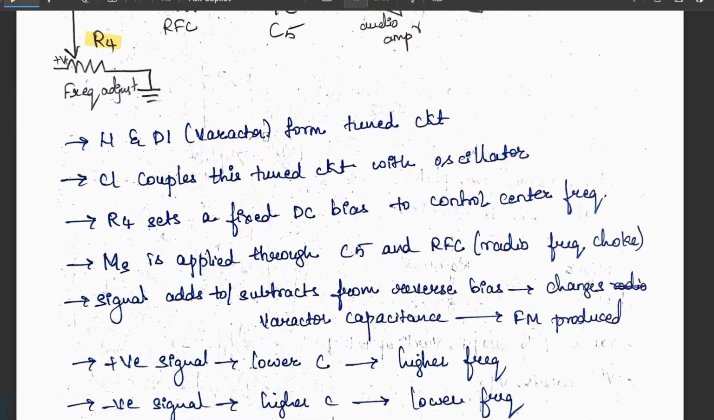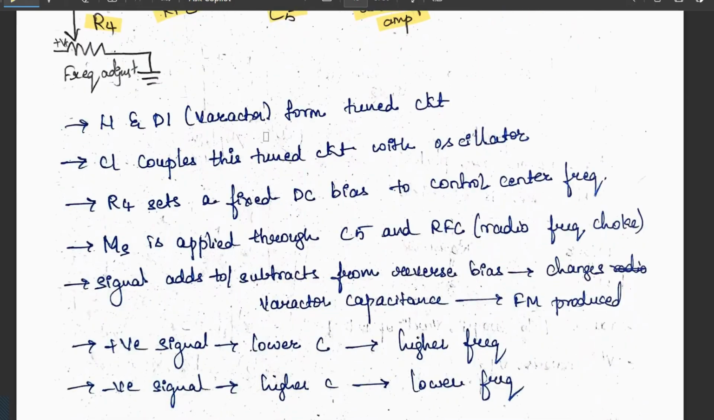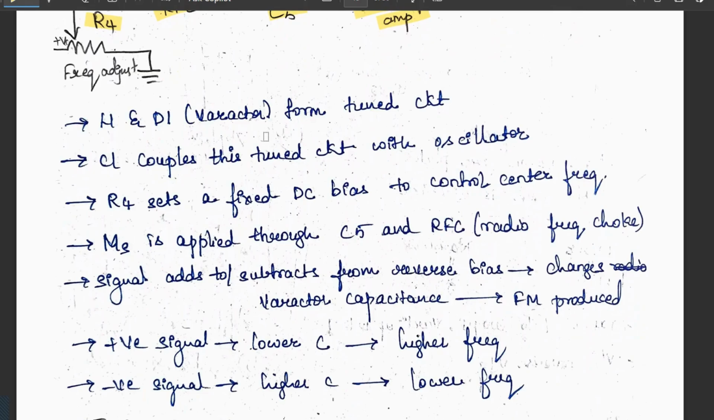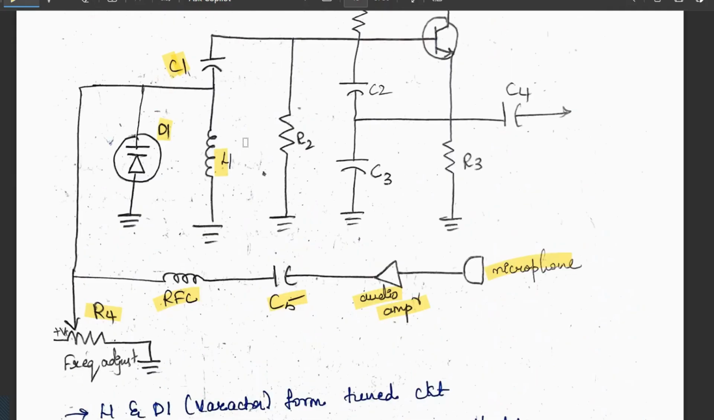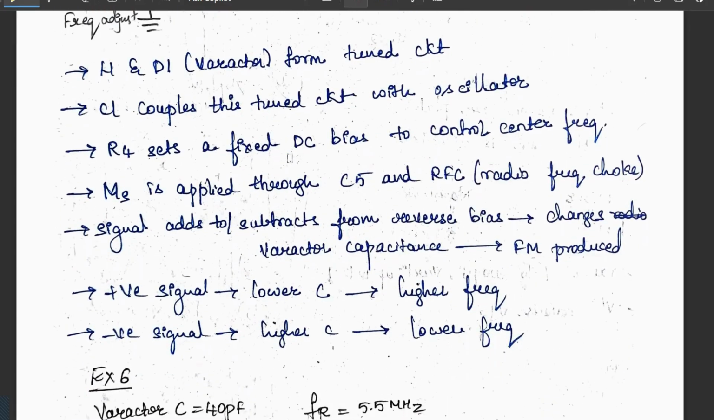Now the message signal is applied to C5 and the RFC via a microphone. Here we are applying our message signal. It gets amplified and is sent to C5 and the RFC. RFC is a radio frequency choke. The signal adds to or subtracts from the reverse bias. It changes the varactor capacitance, and hence our FM is produced. If there is a positive signal, there will be lower capacitance, so higher frequency. If there is a negative signal, higher capacitance, so lower frequency.